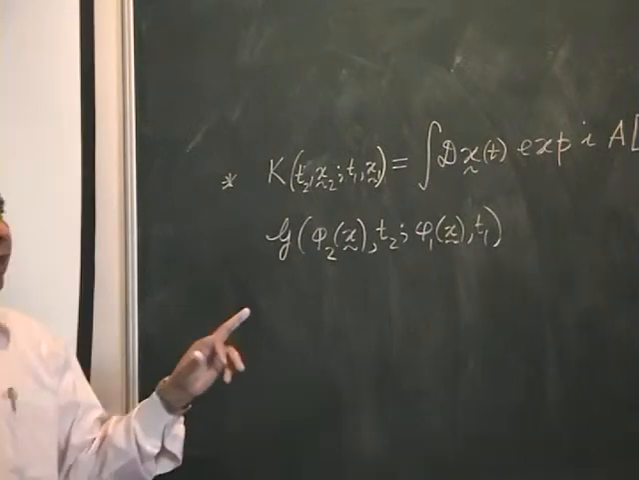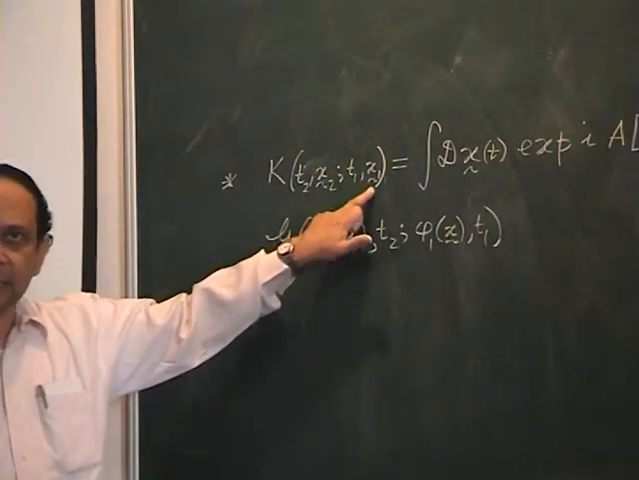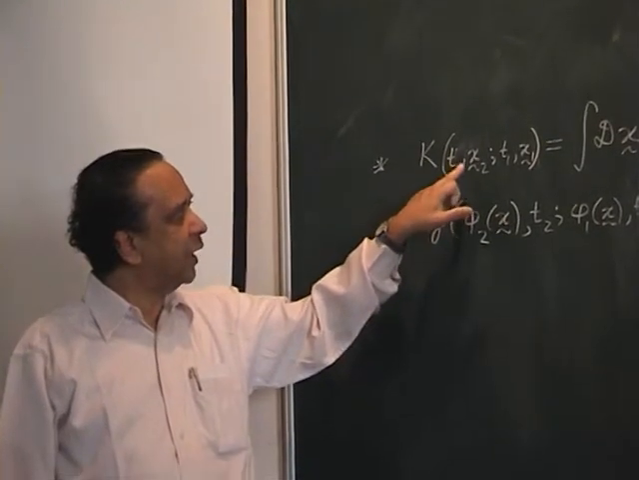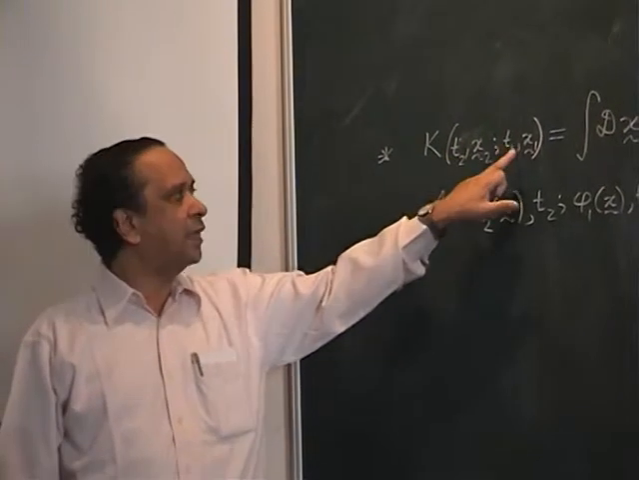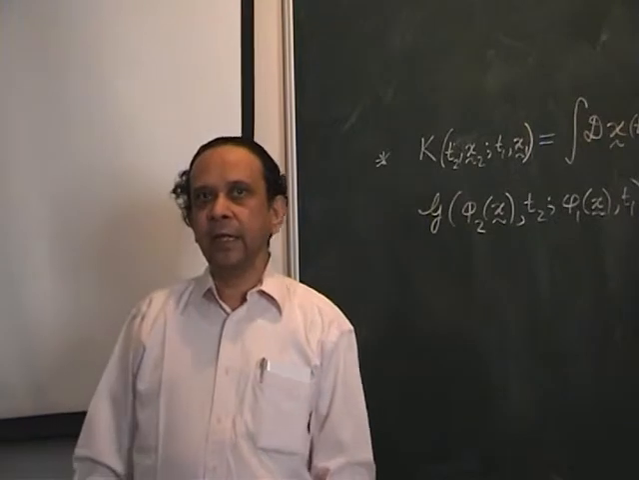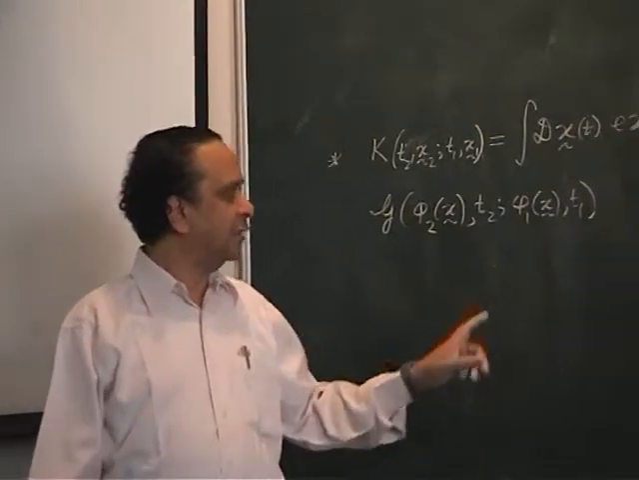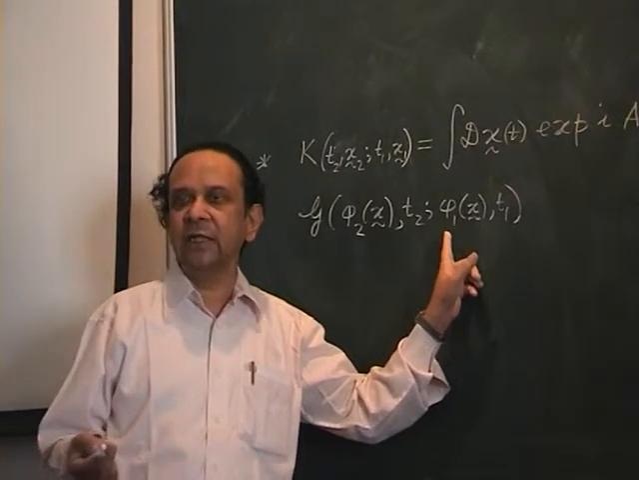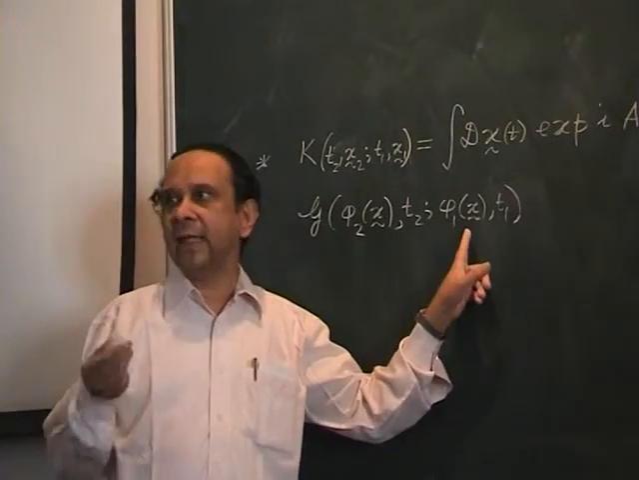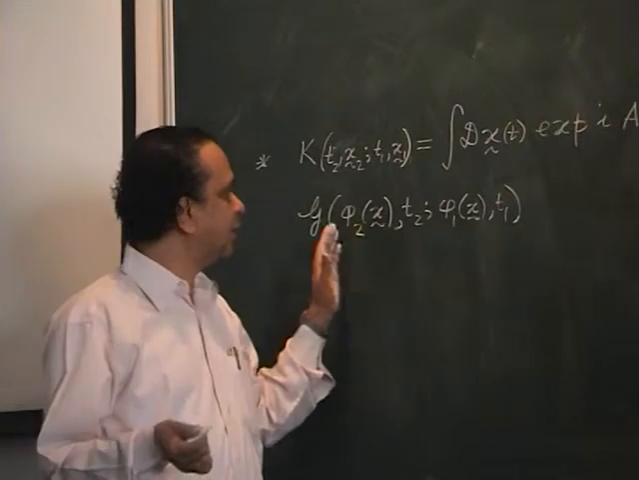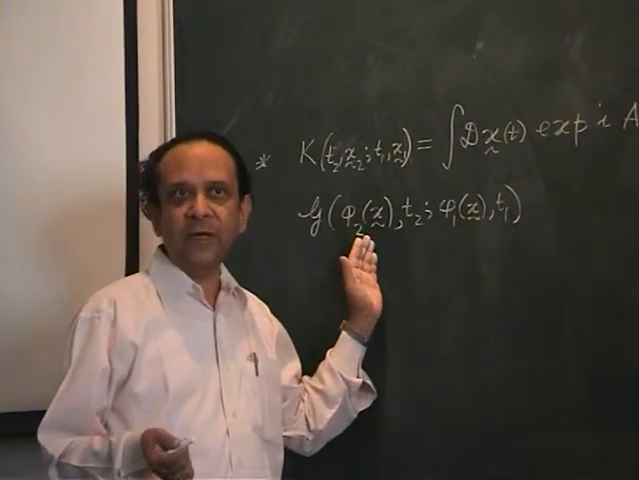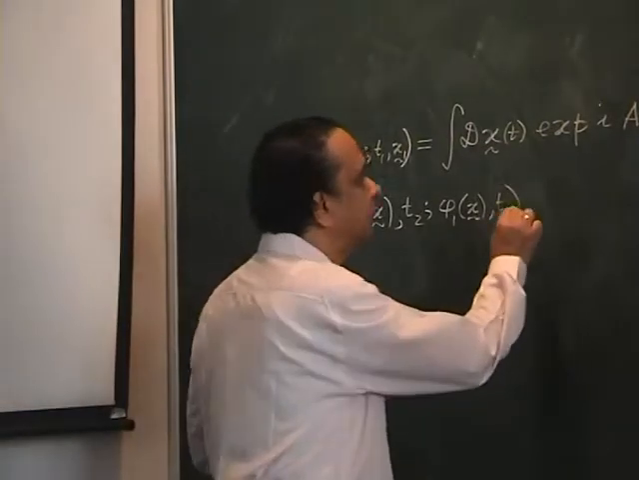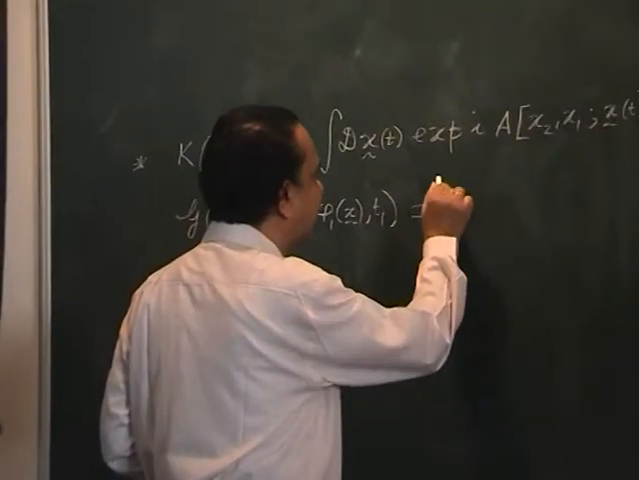So here we are talking about a particle which was at x1 at time t1 going to a position x2 at time t2, and what is the amplitude for that? In the case of a field, we will say that the field has a configuration. It was described by a function phi 1 of x at time t1, and by another function phi 2 of x at time t2. What is the amplitude? That amplitude is sacred. It is given by the path integral.